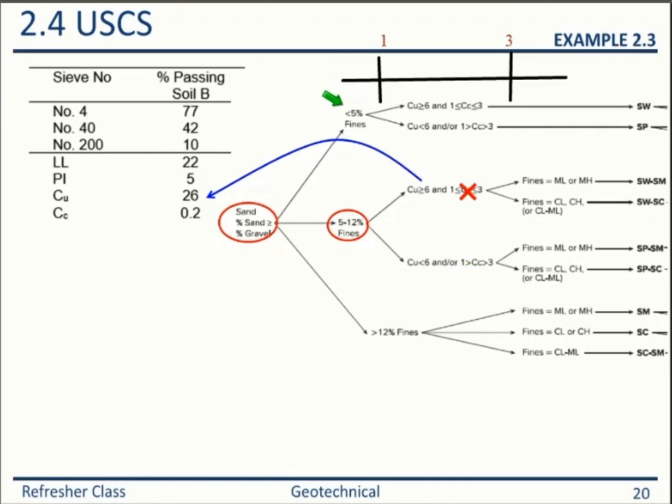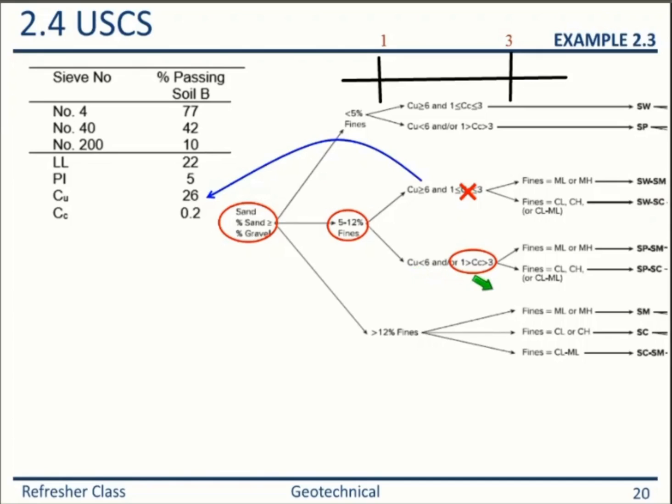Either here or here, one of them, right? Either it should be greater than 3 or less than 1. For soil sample C, your Cc is less than 1. Therefore, this is correct. So once that is correct, one of the logic is correct. In that case, your soil is this.